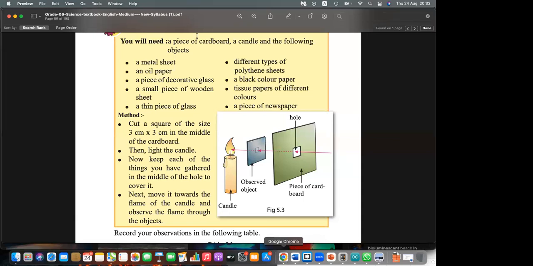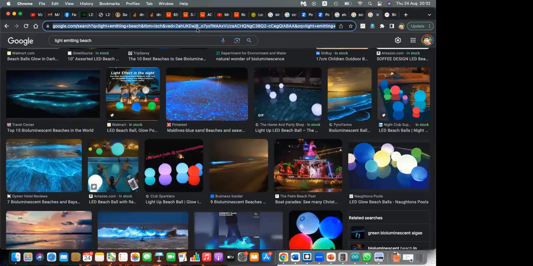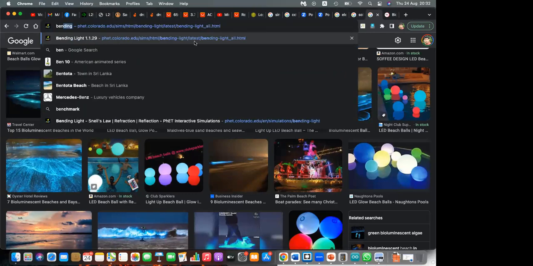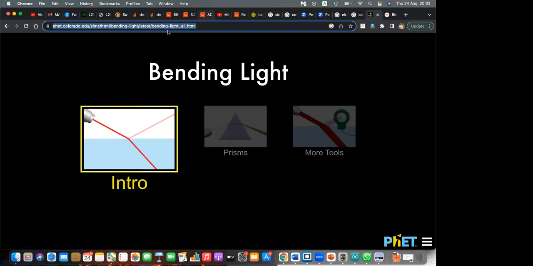Think about the material. Okay, I will give you a small experiment to do. Keep this with you. Please do a simple experiment. Please go to the lab there. You can see prisms and more tools. Just go to intro, prisms, more tools, everything. Try to observe by yourself and identify why light is bending.